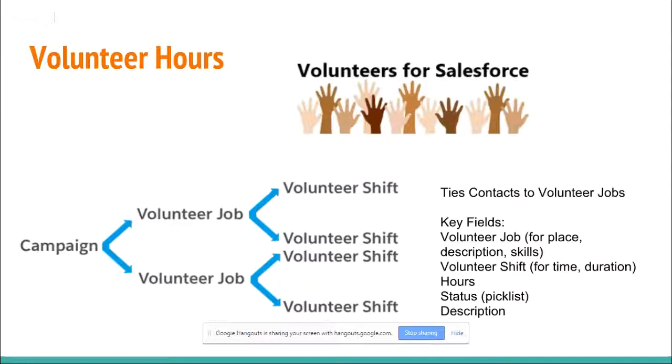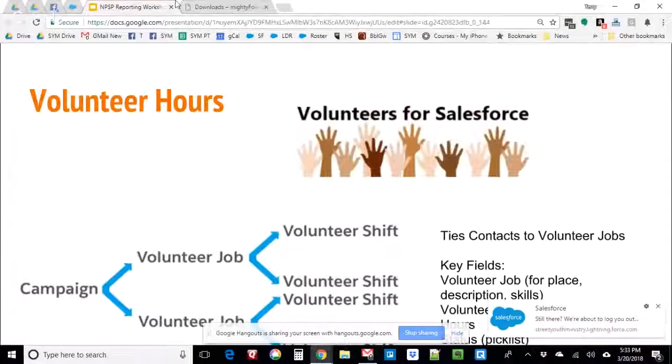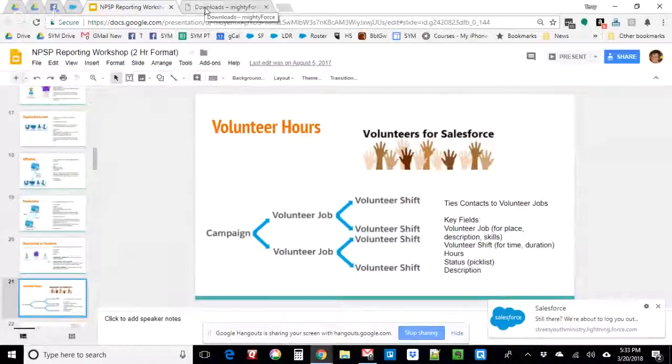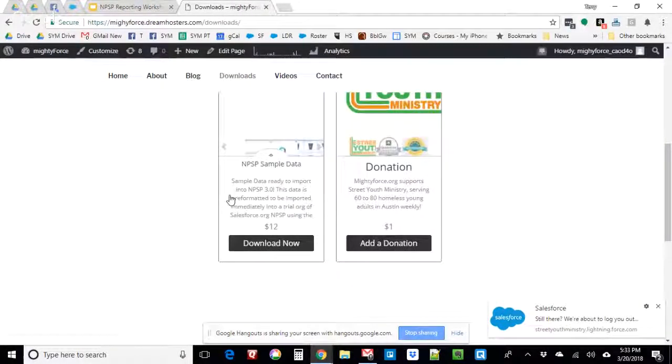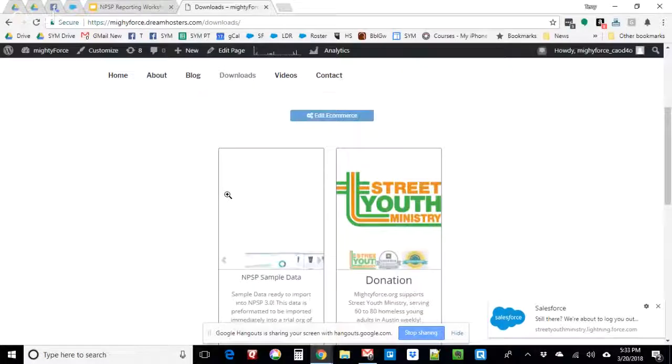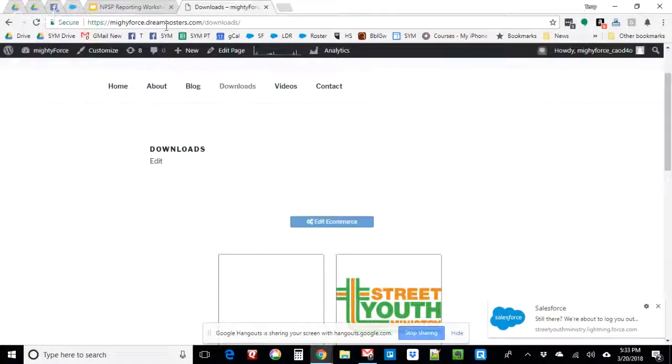If you command this, you will find working with the Success Pack pretty easy. I encourage you to memorize it. I encourage you to get familiar with it. I encourage you to get a trial org and import data. One of the problems you have with a trial org is you don't have a lot of sample data to play with, and so we have provided that on our website, mightyforce.org.